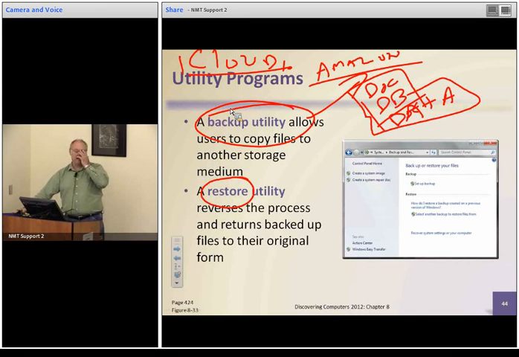It's nice to not have to think about it. Number one, it's automatic. Number two, if you have a backup, you don't have to find your backup disk. You just buy a computer, plug it in the internet, and download your data. And then restore, of course, is just the reverse.